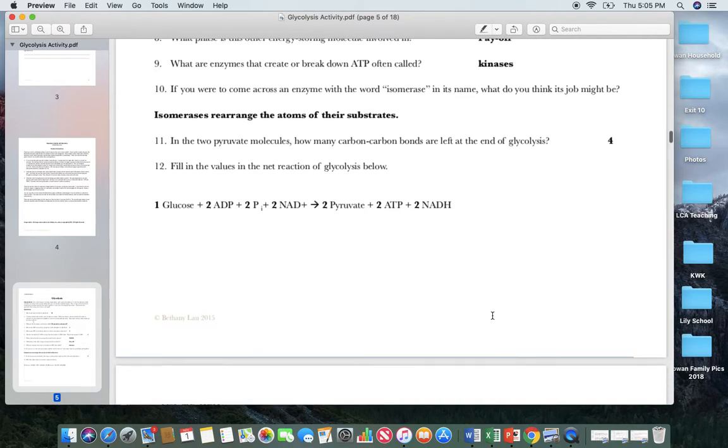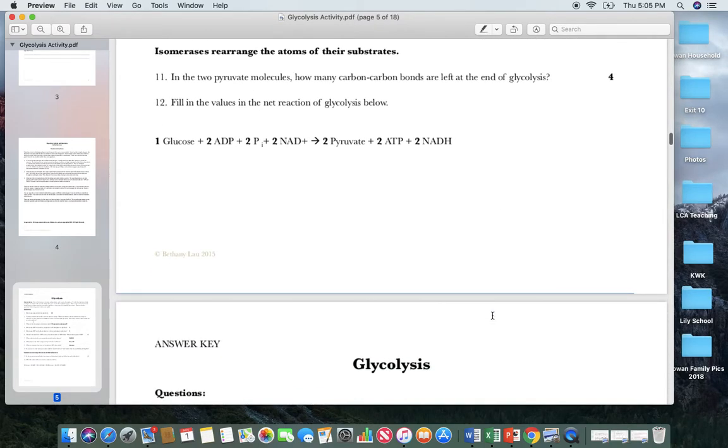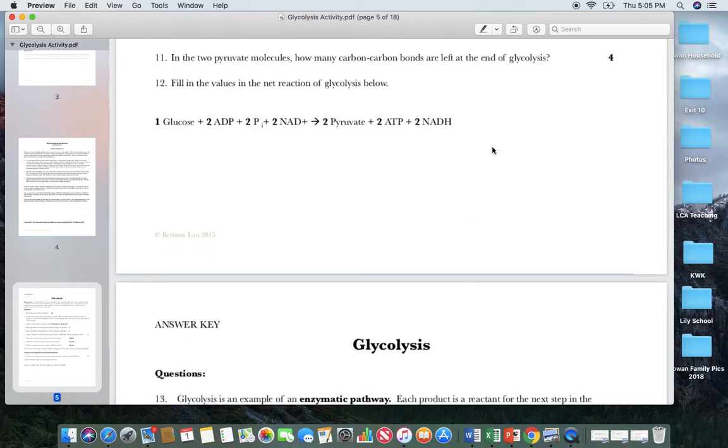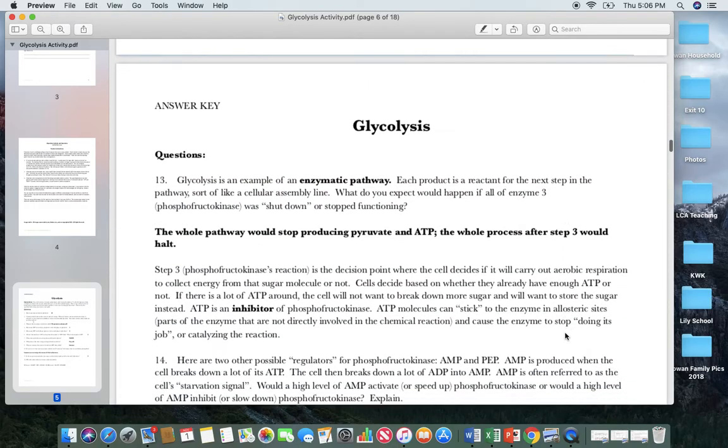In the 2 pyruvate molecules, how many carbon-carbon bonds are left at the end of glycolysis? Well, if it's 2 3-carbon molecules, then there's 2 bonds in each, so there's 4. Fill in the values of the net reaction of glycolysis below. We have 1 glucose plus 2 ADP plus 2 phosphate groups plus 2 NAD pluses yields 2 pyruvate, 2 ATP, and 2 NADH.